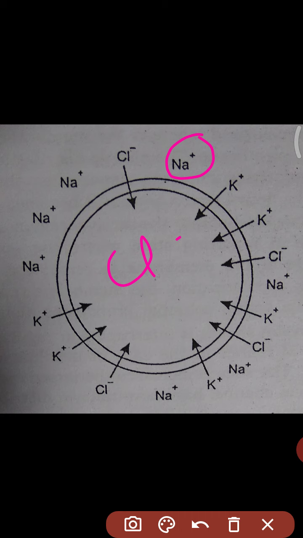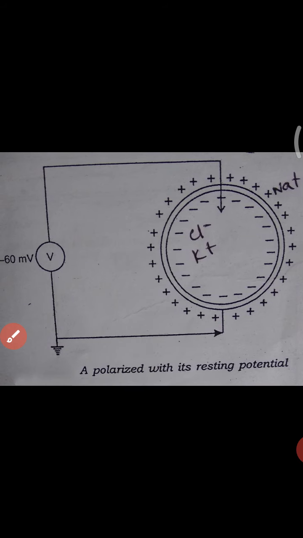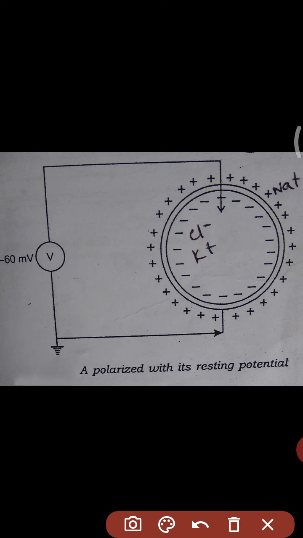This potential is maintained until some kind of disturbance upsets the equilibrium. In general, the resting potential range is minus 60 to minus 100 millivolts. From this figure, the inside Cl minus and K plus ions are balanced by the outside cell membrane Na plus ions. This is your equilibrium condition. The potential generated is called the resting potential.